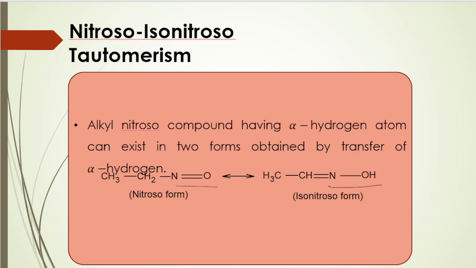Now, an alkyl nitroso compound having alpha hydrogen. This is a nitroso compound; this is the functional group. This is the alpha hydrogen. It contains an alpha hydrogen, and this shifts to the oxygen. That's the reason why they are interconvertible by the transfer of alpha hydrogen, and hence this type of tautomerism is said to be nitroso-isonitroso tautomerism.